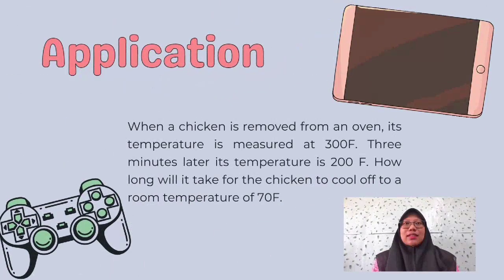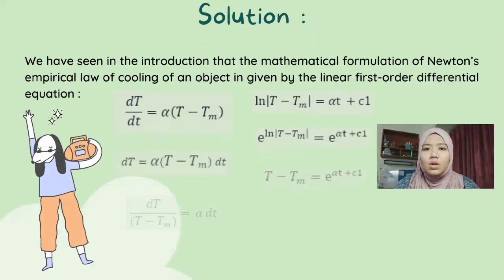For the application example, we want to count how long it will take for the chicken to cool off to a room temperature of 70 Fahrenheit. When a chicken is removed from an oven, its temperature is measured at 300 Fahrenheit. 3 minutes later, its temperature is 200 Fahrenheit. So from this information, we want to count how long it will take for the chicken to cool off to room temperature at 70 Fahrenheit.